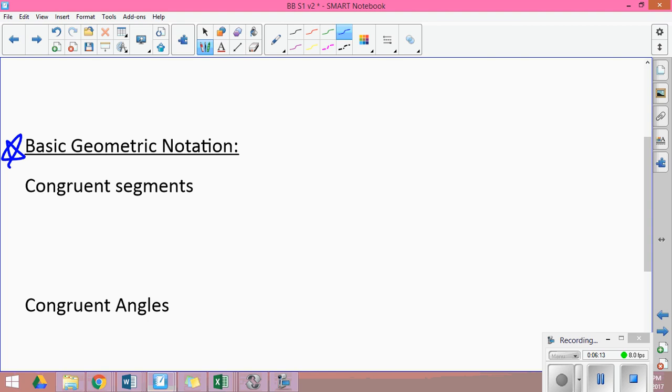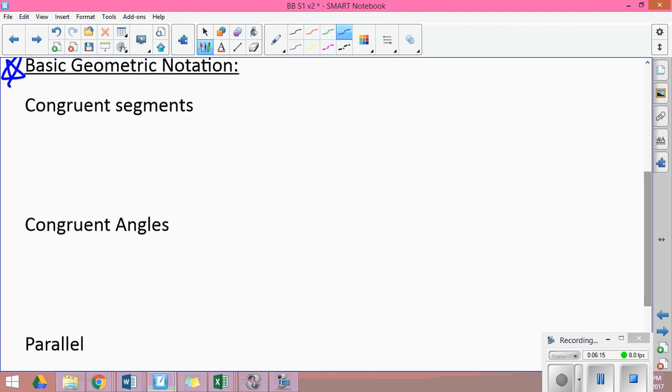These notational pieces that I'm going to go through next are very, very important because it's how we get information from a picture. So it's kind of like learning to read a picture. Just like we learned to read when we were in elementary school, we're going to learn how to read mathematics. So congruent is kind of a fancy word for equal, and it's segments with the same length.